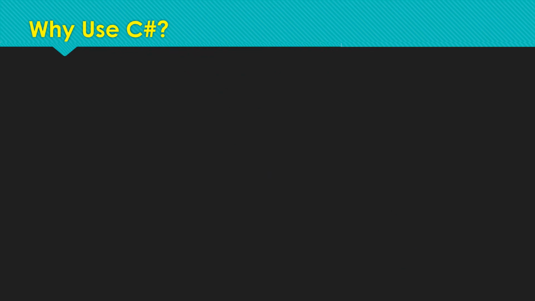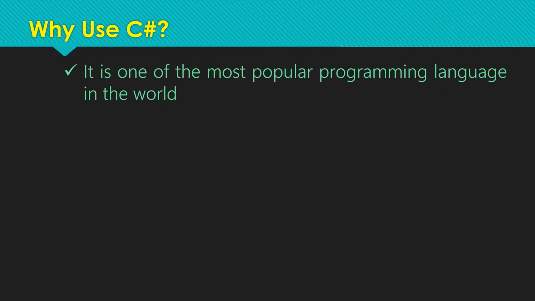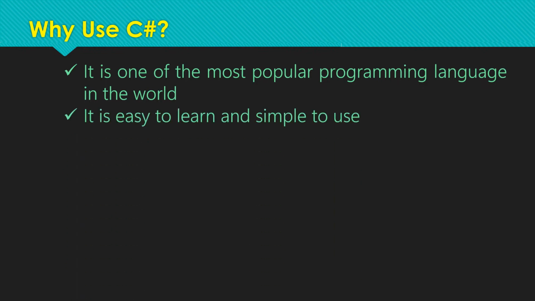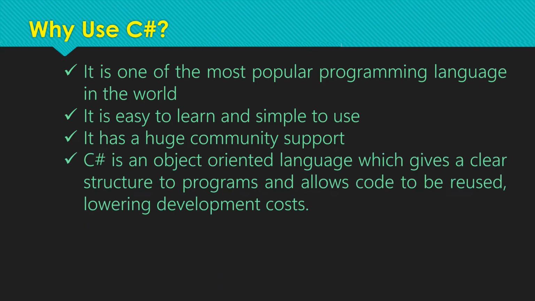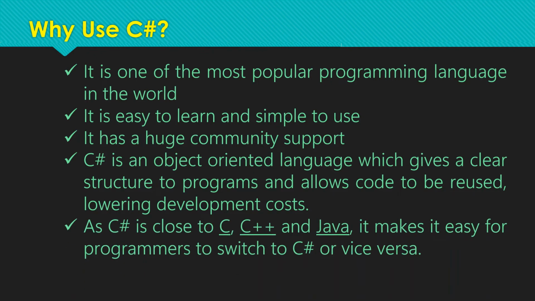Why we will use C#? It is one of the most popular programming languages in the world. It is easy to learn and simple to use. It has huge community support. C# is an object-oriented language which gives a clear structure to programs and allows code to be reused, lowering development cost. As C# is close to C++ and Java, it makes it easy for programmers to switch to C# or vice versa.